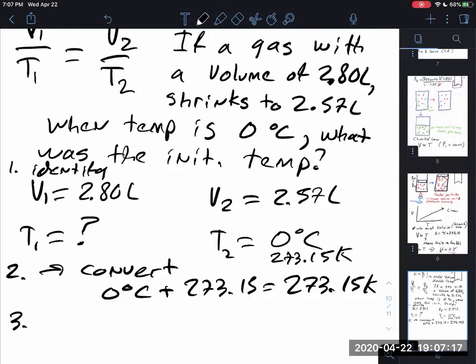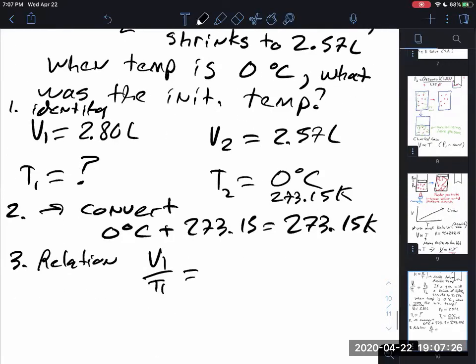And then let's find the relation. So it's V1 over T1 is equal to V2 over T2. I made this one harder, I think. And I want to find T1. What's T1 equal to? How do I isolate T1? Well, one thing I would do is get it out of the denominator. I do not like it in the denominator. T1 cancels with T1. And then I will have T1 on this side, but I want to get the other stuff out of the way.